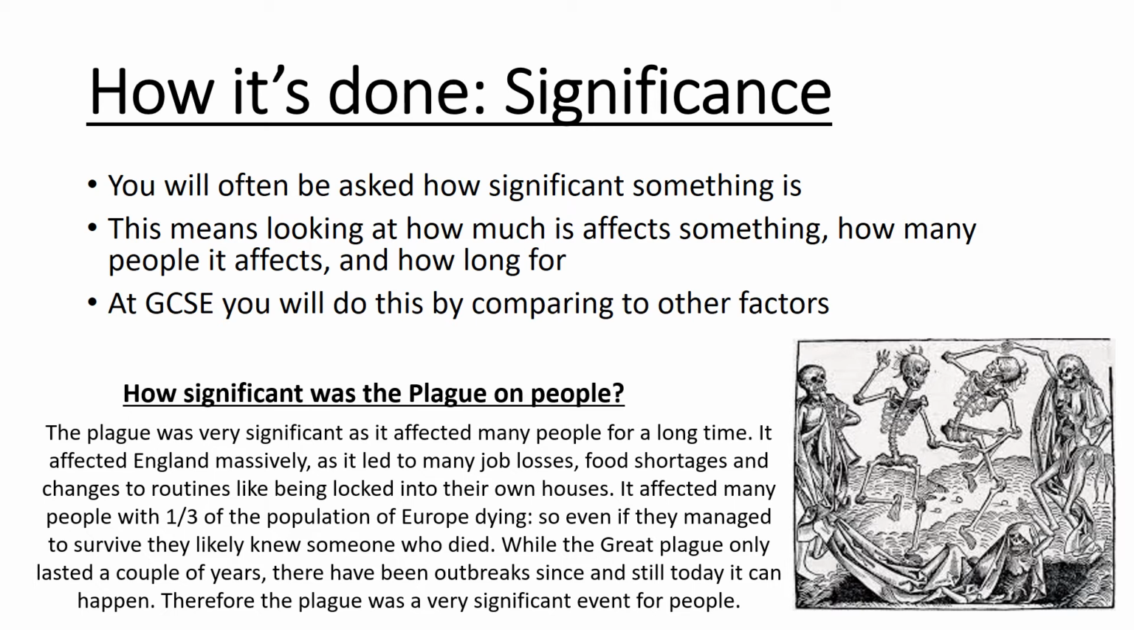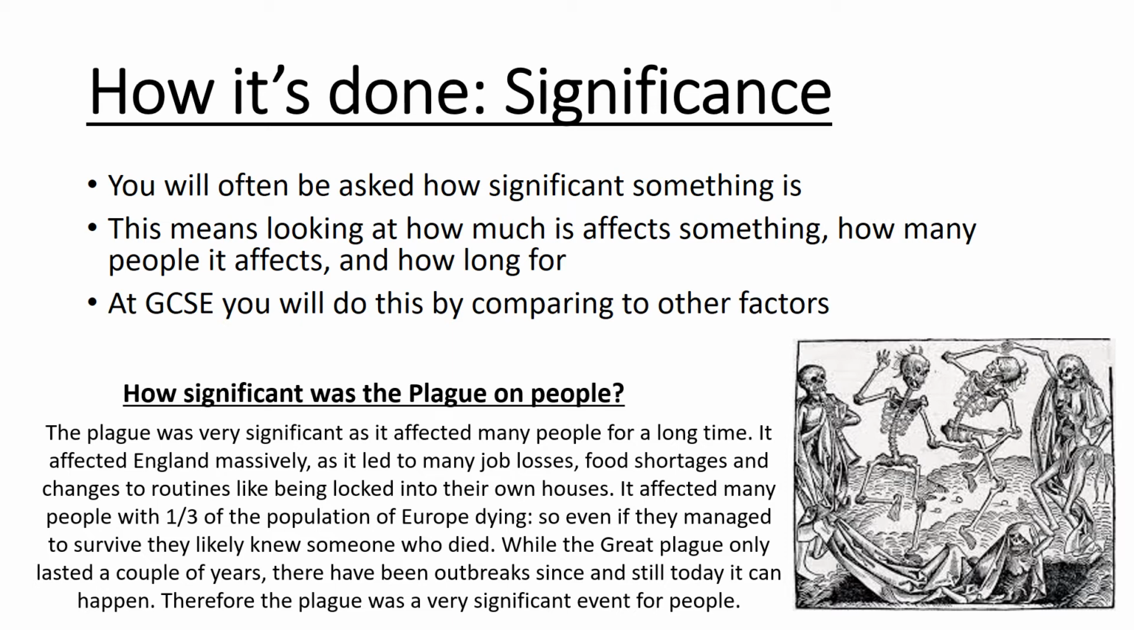So the plague was very significant because it affected many people for a long time. It affected England massively as it led to job losses, food shortages, and changes to routines like being locked into their own houses. So notice there how I am adding my own historical information.